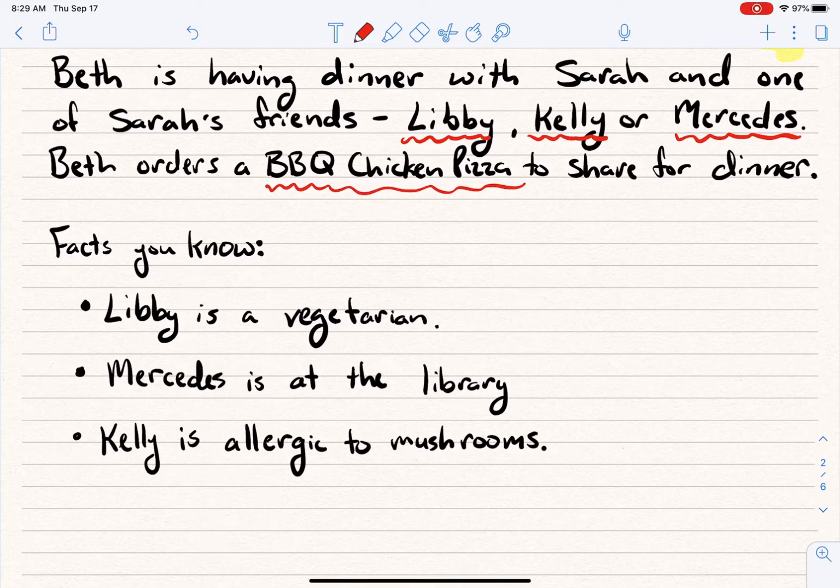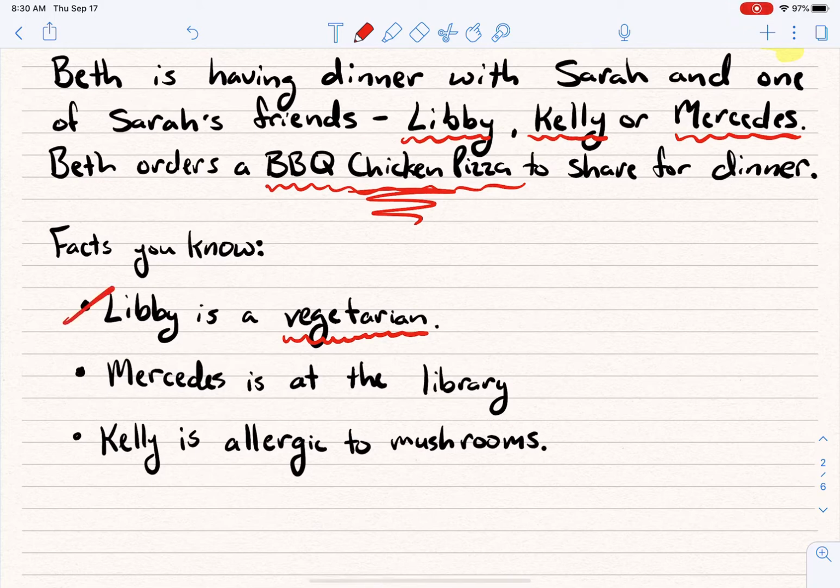And now here's some other facts that we know. We know that Libby is a vegetarian. We know that Mercedes is at the library. And we know that Kelly is allergic to mushrooms. So the question is, who is having dinner with Beth and Sarah? And so we look at this and we say, well, by process of elimination, the very first one here, we have Libby is a vegetarian. And why can't this work? Why is that no good? Well, Beth would not have ordered a chicken pizza if a vegetarian was coming for dinner.